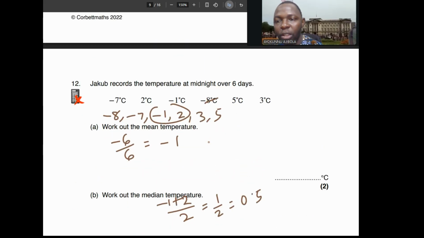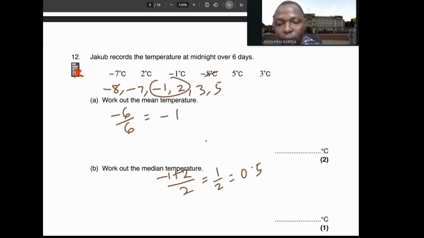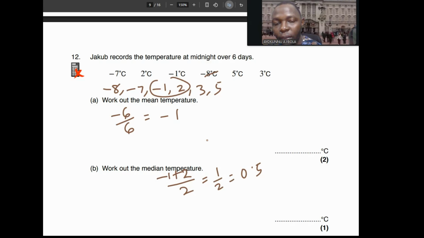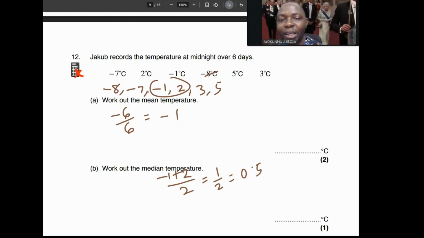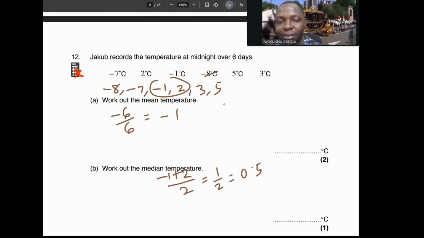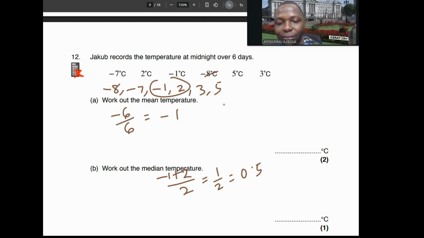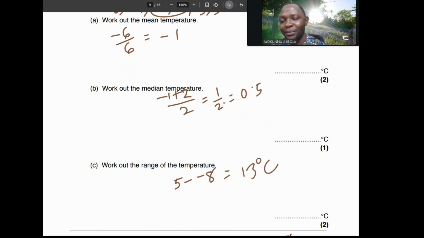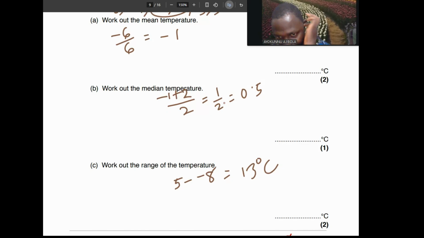Jacob records this. What do you get for number 12? I got -1. And I got 2 for the median. How do you get 2? There are 6 temperatures. 2, 4, 6. Yeah, I did -1 plus 2 to get 1. Then I did 1 divided by 2, which I somehow got 2. Oh, silly mistake. 0.5, yeah. Yes. So work out the range. What's the range?